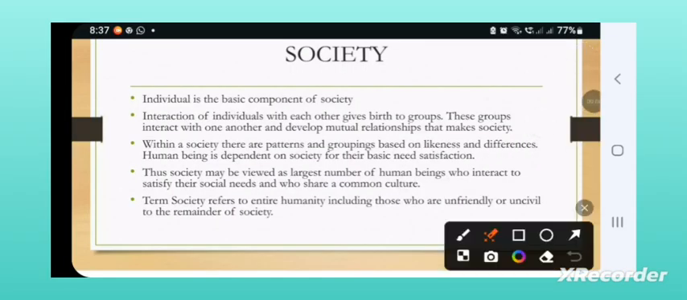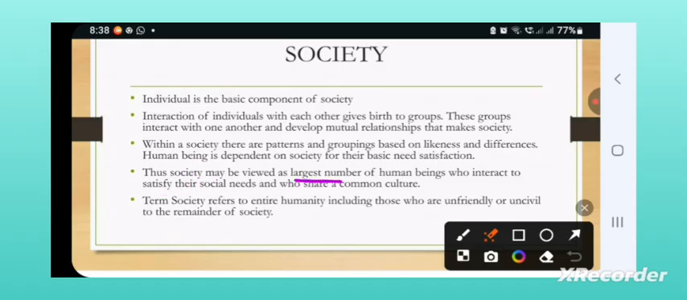So society is the basic concept of sociology. Interaction of individuals with each other gives birth to groups. These groups interact with one another and develop mutual relationships that make society. Within a society, there are patterns and groupings based on likeness and differences. Human beings are dependent on society for their basic need satisfaction.